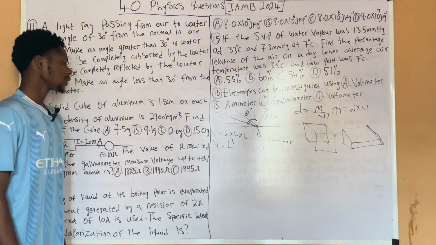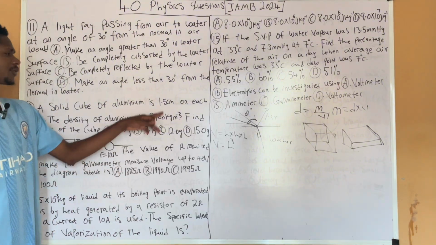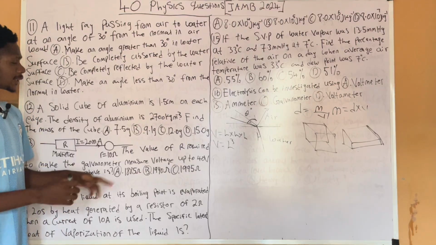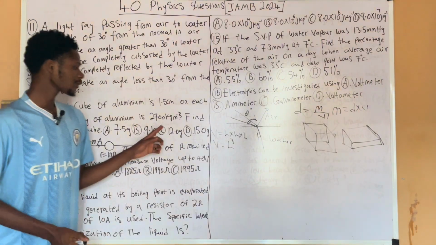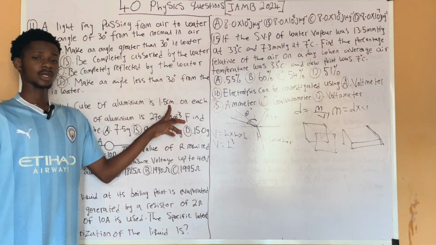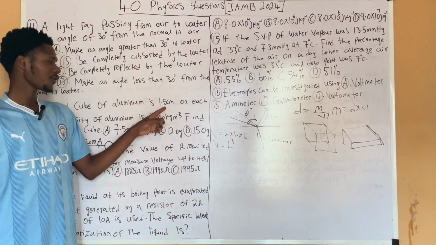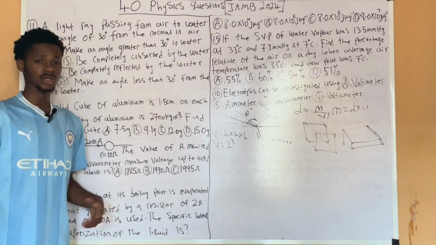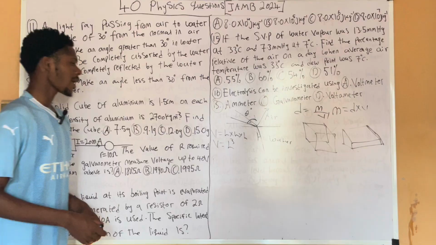Now we're given the length as 1.5. Remember, they are in different units. This one is centimeter and this one is kilogram per meter cube, and then the options are in grams. So it is important for us to convert this one to gram, and then convert this one to meter. To convert 1.5 centimeter to meter, we simply divide by 100 or multiply by 10 to the power of minus 2.